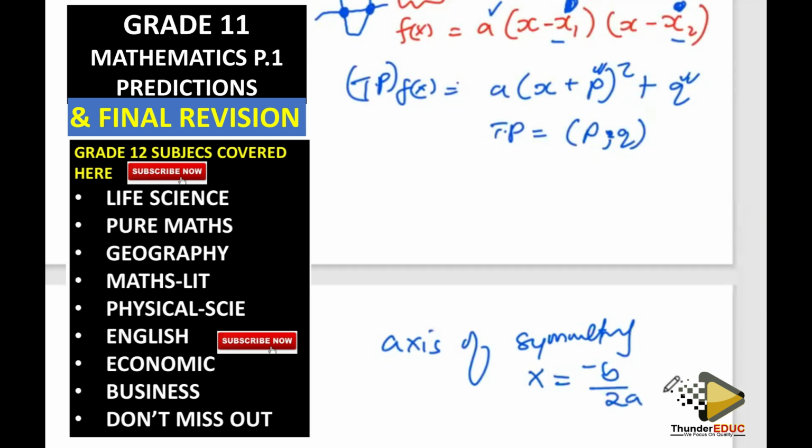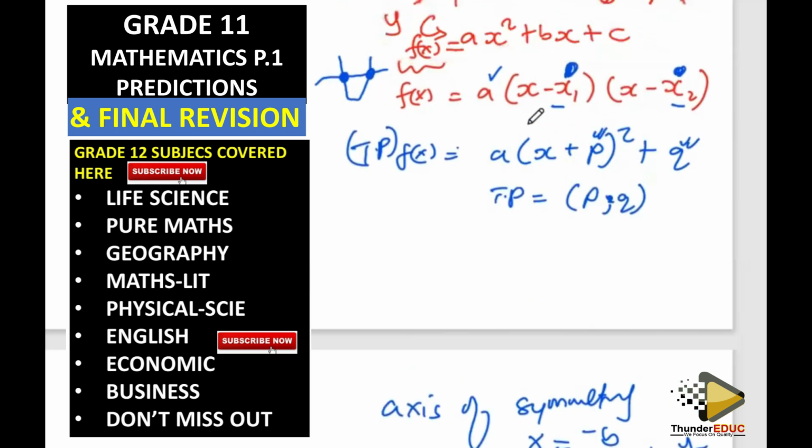Then the x value we get, just substitute it into the original equation to end up with the y value, which will be the turning point. Now, if we have the x-intercept format, you can just get the midpoint. Remember we have this and that. Get the midpoint of these points, and whatever you get will be the axis of symmetry.